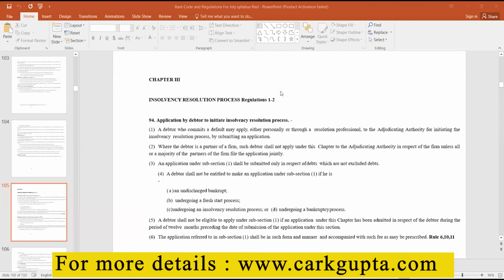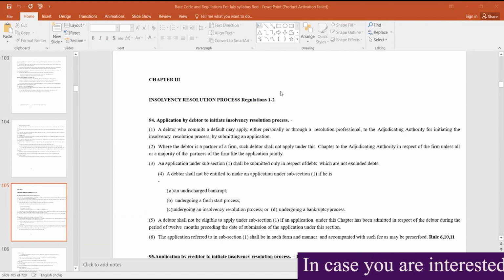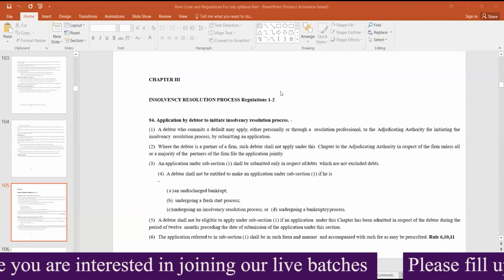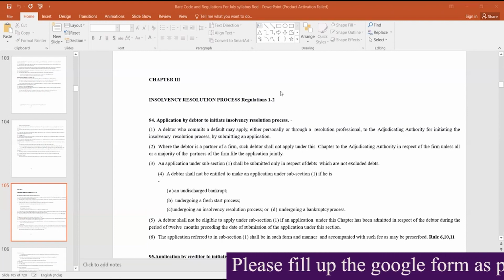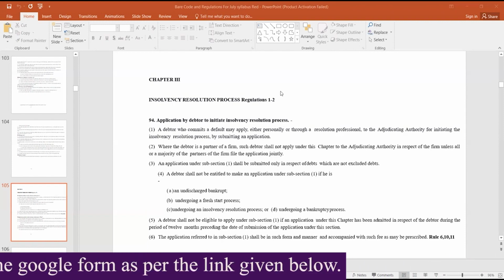Here there are a few important things before we proceed further, some of which you might have noticed during this fast track process also, this fresh start process also. So what are those changes in part 3 as compared to part 2? In part 2, which deals with CIRP and liquidation of corporate persons, there are 3 kinds of applicants: financial creditor, operational creditor, and corporate. Here there are only 2 kinds of applicants, either debtor or creditor. So the distinction between operational creditor and financial creditor disappears here.